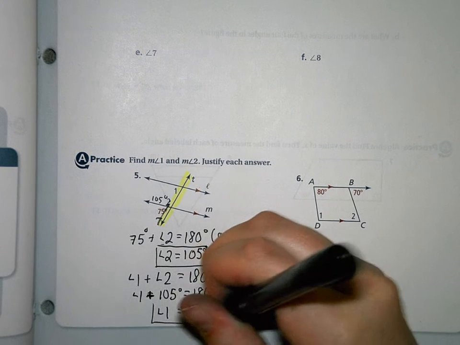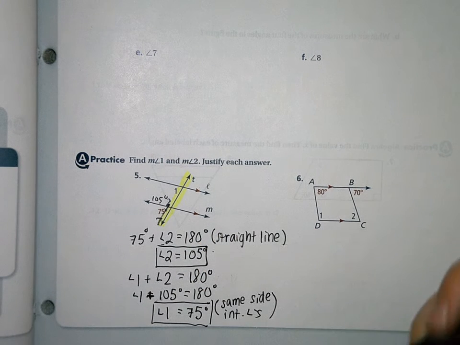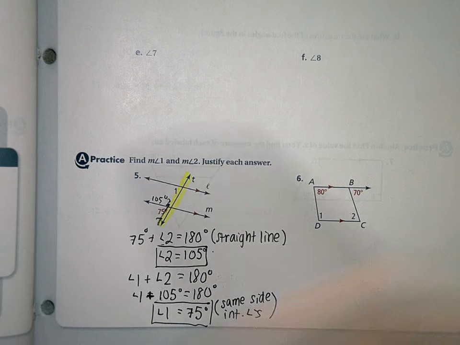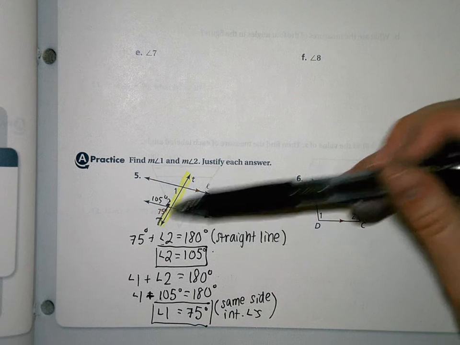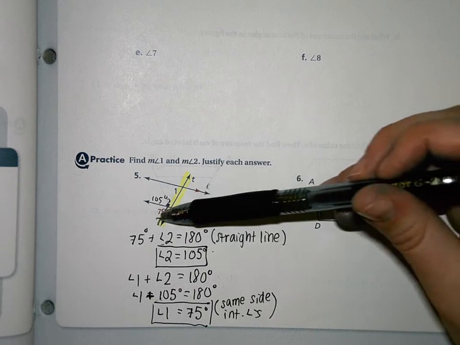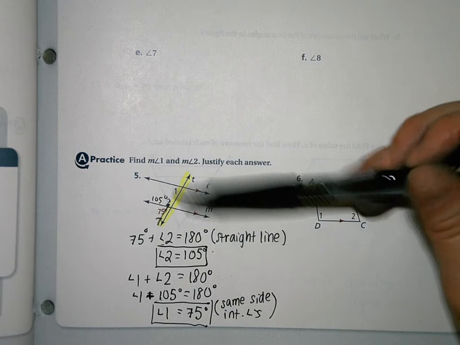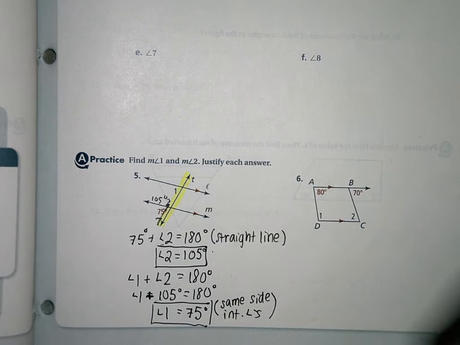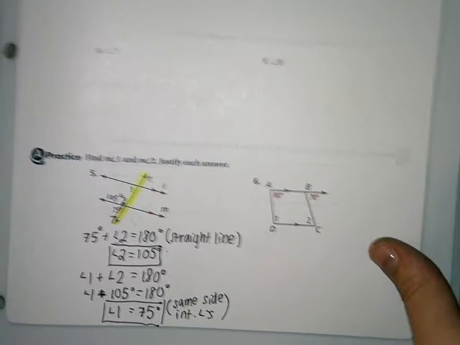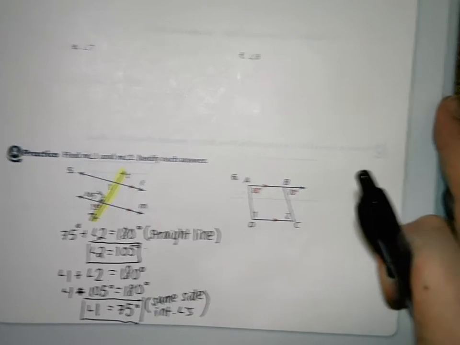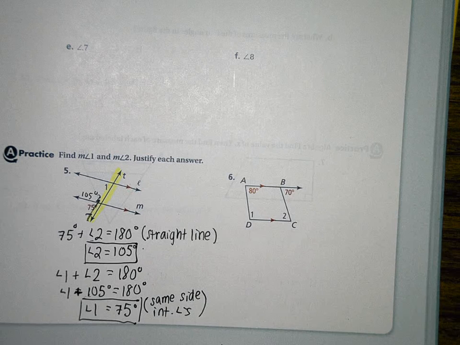Now, if you thought of a different method, that's perfectly fine. There's multiple ways you could have said it. You could have also mentioned that 75 degrees and 1 are corresponding angles, so if those lines are parallel, then those must be congruent to each other. So that's another reason you could have put as well. So take a look at number 6. We're going to walk through this one together as well.